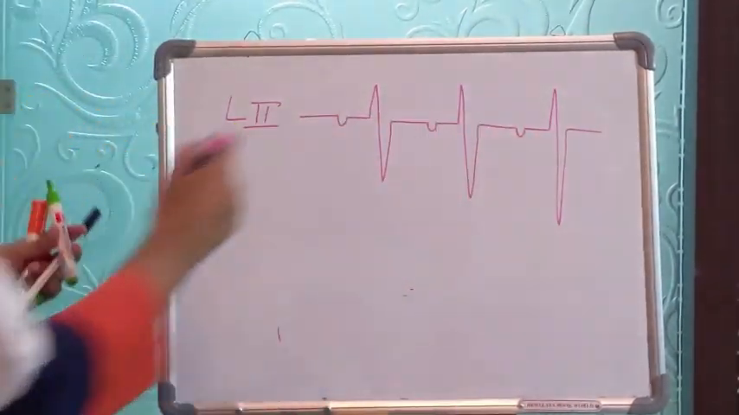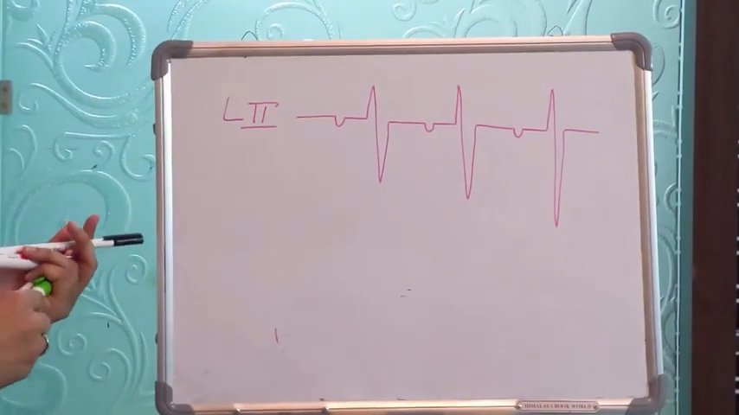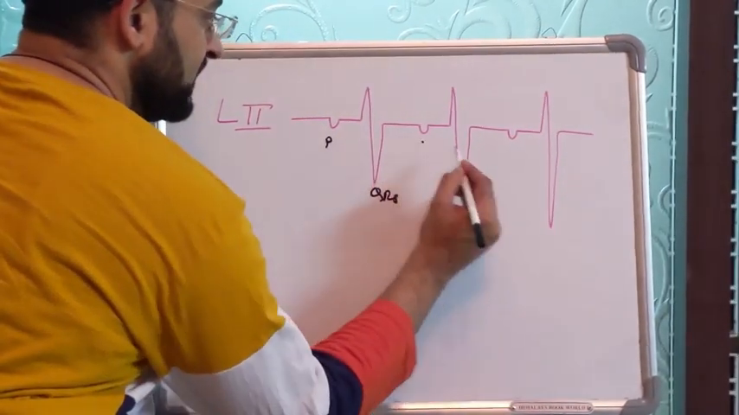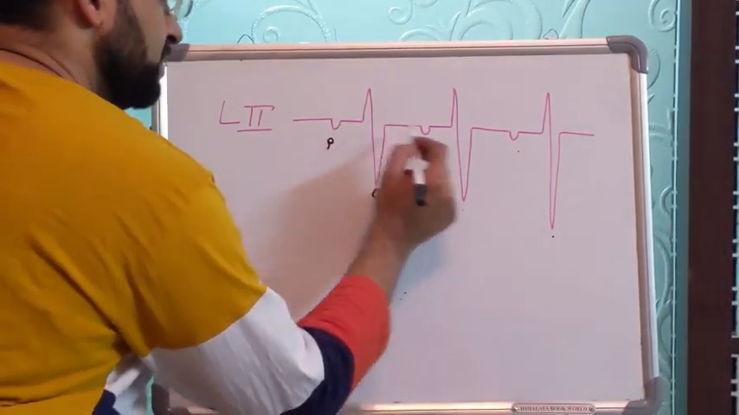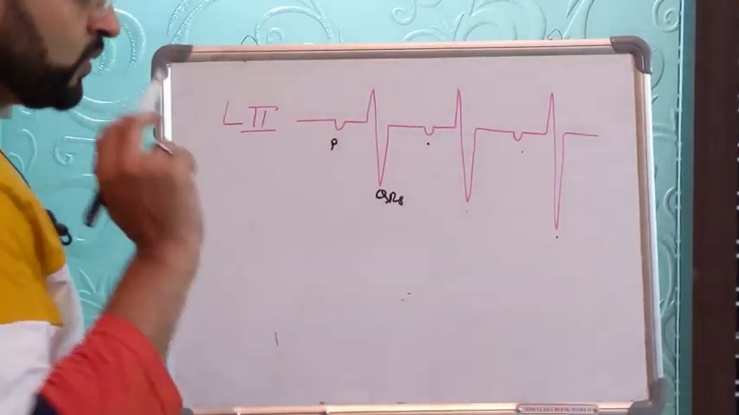Now here again you are having one P, and following this P you are having a QRS. You are having a P and a QRS. You are having a P and a QRS. P and a QRS. PP regular, RR regular, PR regular. Is this sinus rhythm? No, it is not.